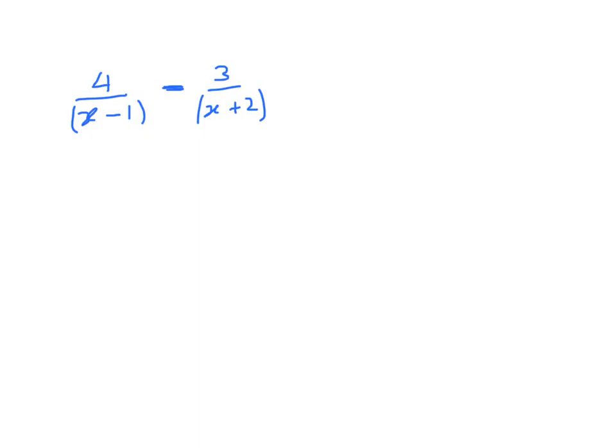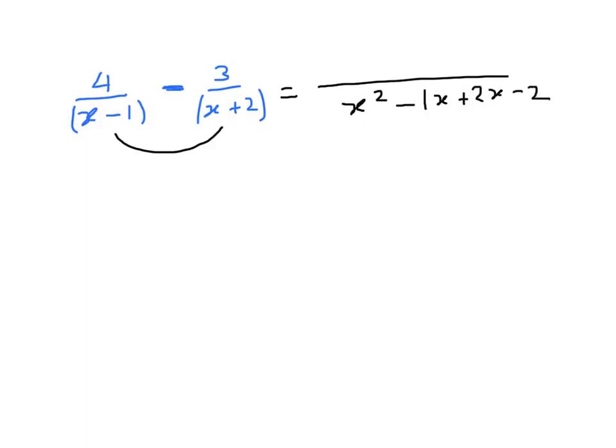Let's see. So I'm going to start by multiplying the bottom two brackets, expand those, put it all under one. So I'll have x squared minus 1x plus 2x minus 2 on the bottom. Then I'm going to cross multiply that one, so 4 times x plus 2. Then I have a minus sign, and I've got 3 times x minus 1.